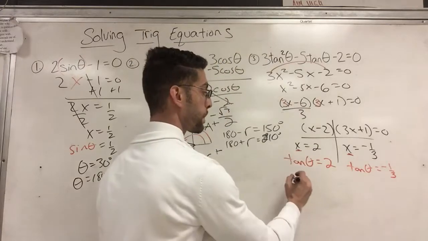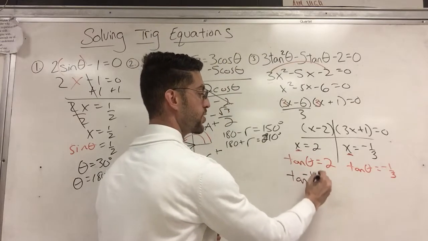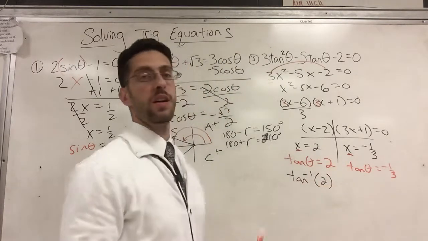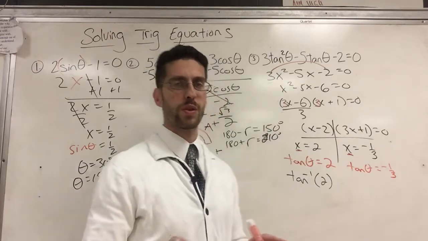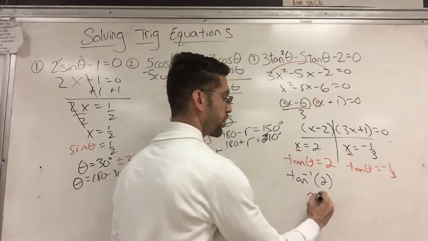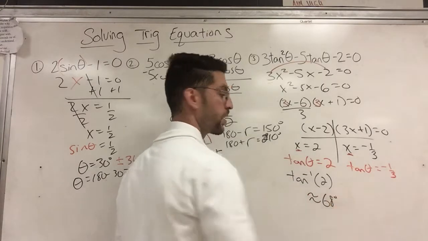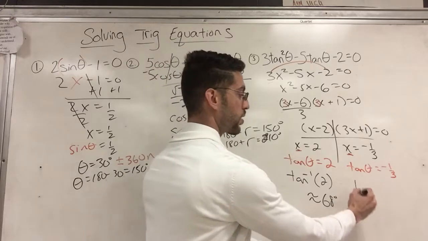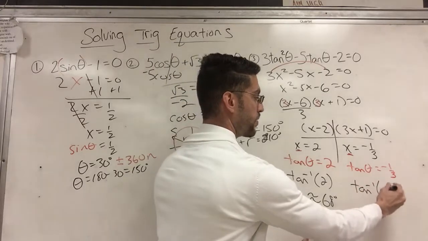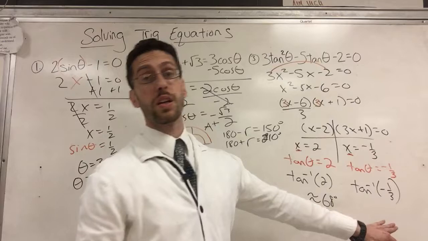And you're going to go tan inverse of 2 and see what that gives you. I think it gives you like 64, 68 degrees, something like that. Let's say approximately 68 degrees. I'm not 100% sure about that. Check my work, please. And then the same thing here. You're going to go tan inverse of negative 1/3, and you're going to get an answer.